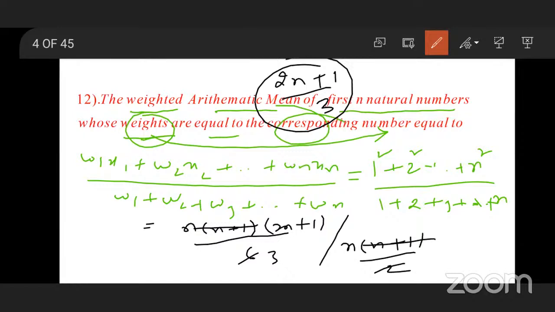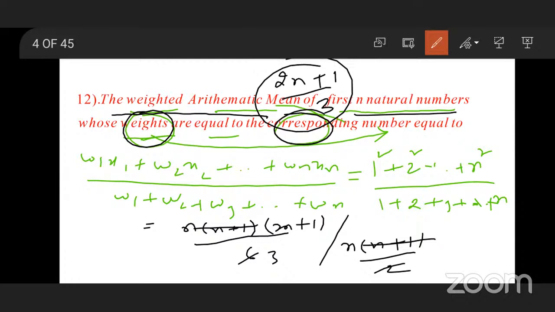Once again, I will repeat. The weighted arithmetic mean of the first n natural numbers. The arithmetic mean of weighted means W1 x1, W2 x2. But what is given? Weightage and corresponding elements are equal. Suppose we take W1 is equal to 1, x1 also 1. W2 is equal to 2, x2 also 2. W3 is equal to 3, x3 also 3. W10 is equal to 10, x10 is equal to 10.